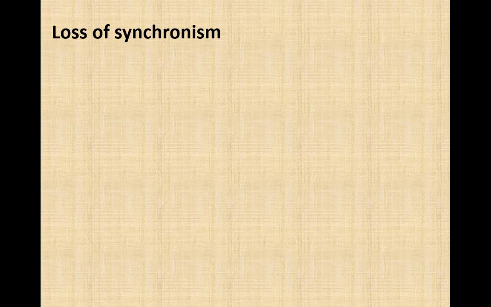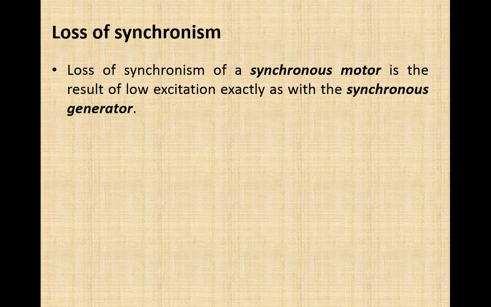Next we discuss loss of synchronism. The loss of field current in a synchronous motor will result in loss of synchronism. Loss of synchronism of a synchronous motor is the result of loss of excitation, exactly as with a synchronous generator. A synchronous generator will become an induction generator, and due to loss of synchronism, a synchronous motor may become an induction motor if the rotor has damper winding. Otherwise, the rotor magnetic field pole will slip behind the stator magnetic field, and ultimately the motor will reach a halt condition.